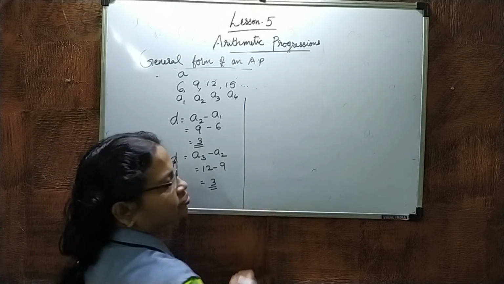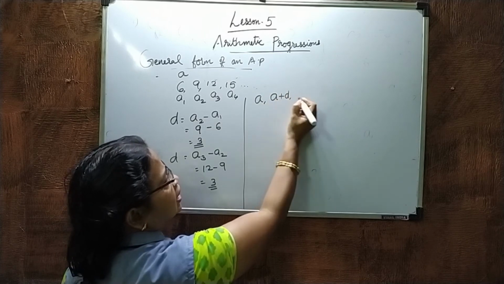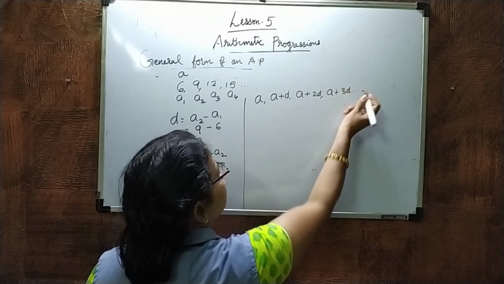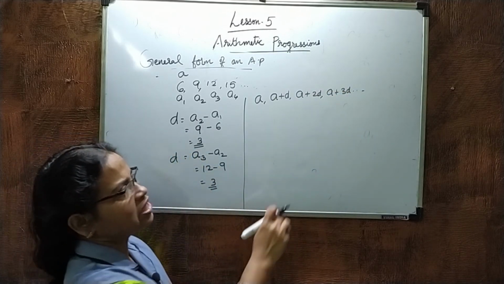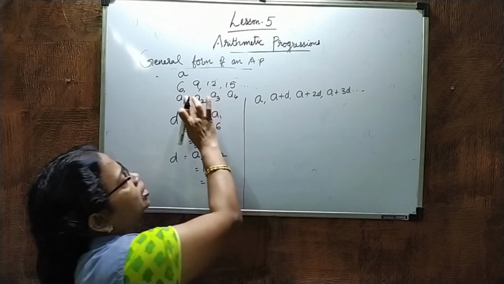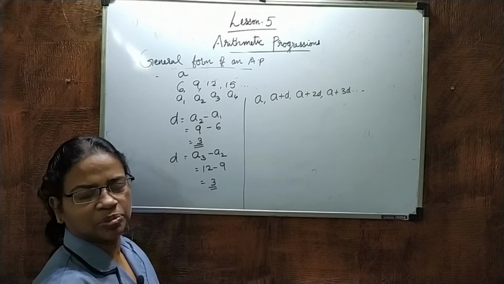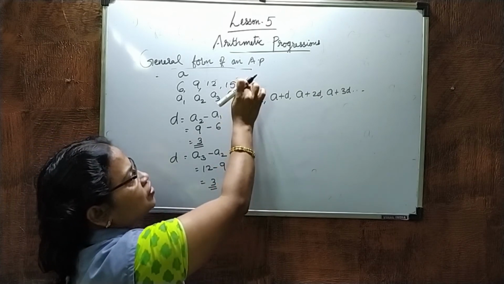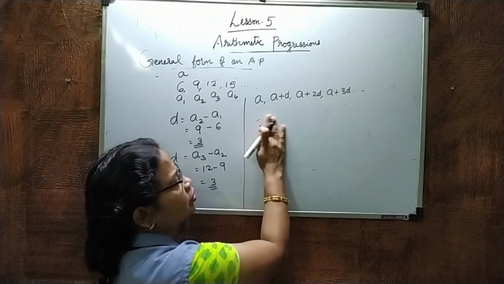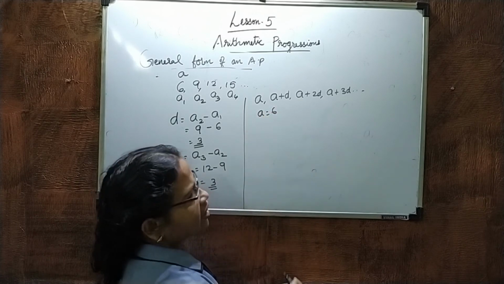Okay. Now, general form is A plus D, A plus 2D, A plus 3D, etc. What is the use of this one? Because sometimes they will ask you to find out next terms. Suppose you want to find out, here how many terms are there? 1, 2, 3, 4. They ask you to find out fifth term. How will you find out? Means you have to find out A5. Okay, that one I am going to show you. So, first A means what? A is 6.